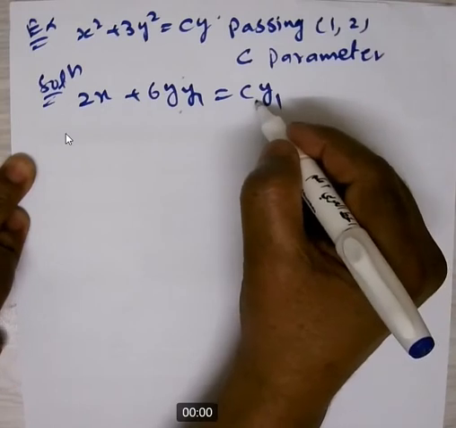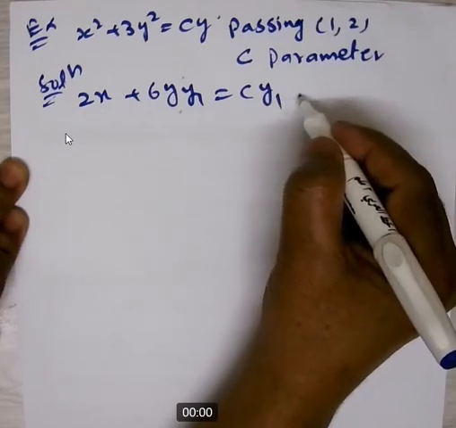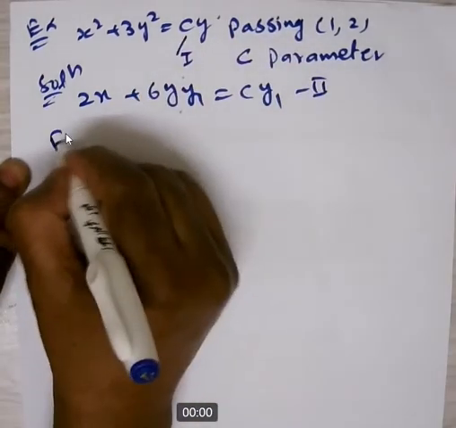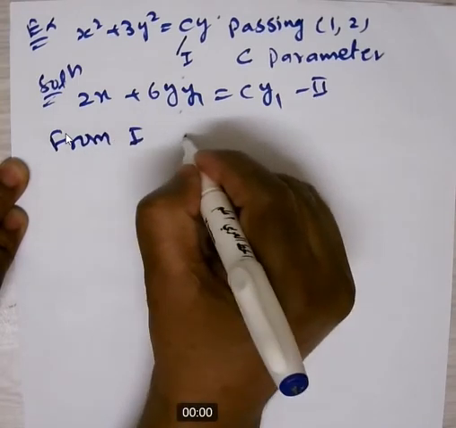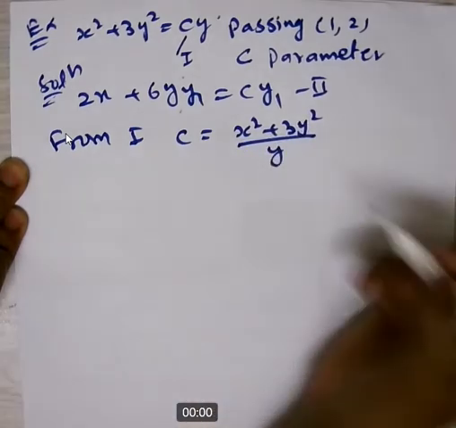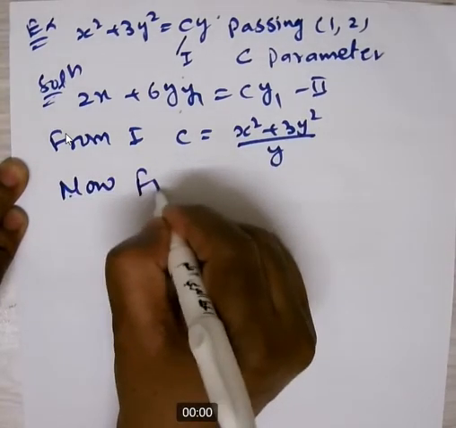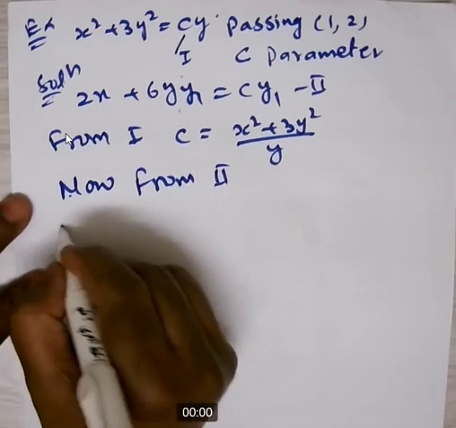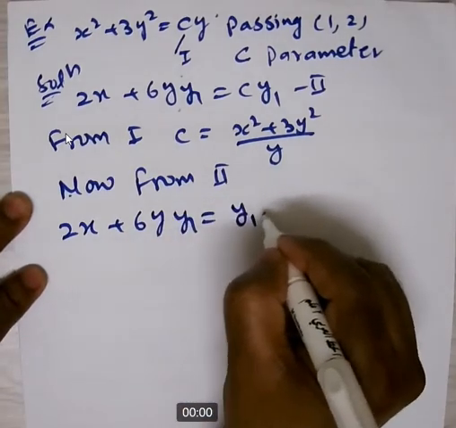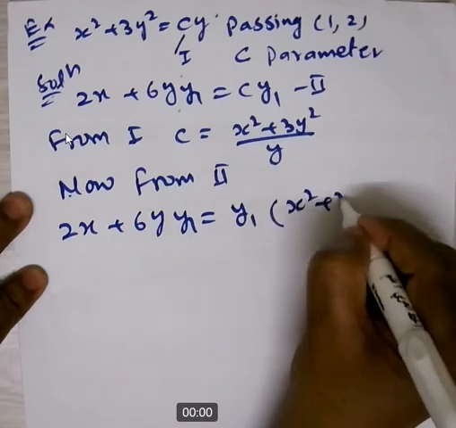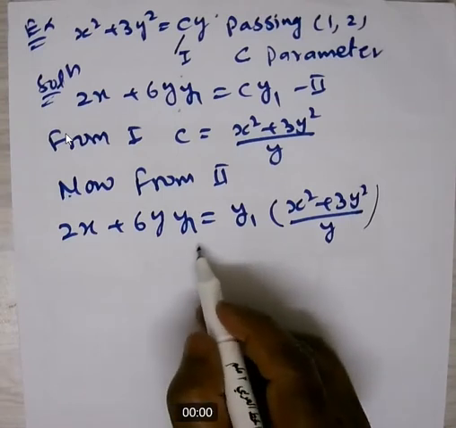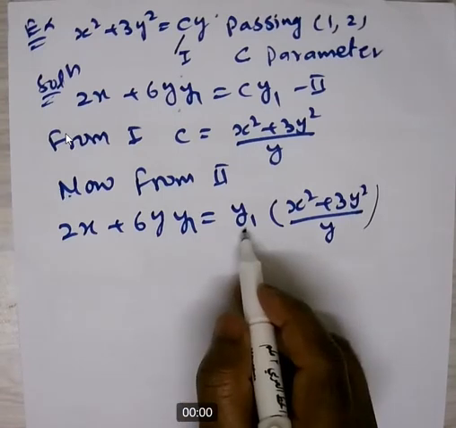Now, because this is not yet the formation of a differential equation, assume this one is first and this one is second. From the first, can I write the c value as x square plus 3y square divided by y? Yes. Now from the second: 2x plus 6y y1 equal to y1 times c, where c is x square plus 3y square divided by y. Now transfer all the y1 to one place and simplify it.